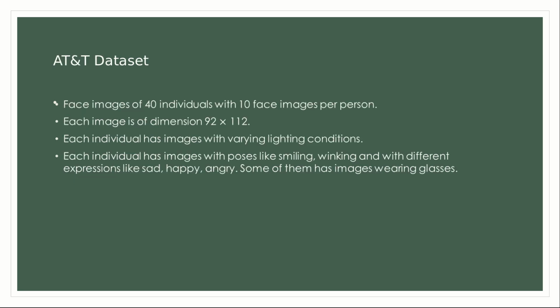For this project, I've used the ADNT dataset. It roughly consists of 400 images of 40 individuals, and each individual has 10 images, all of them taken in different poses, like some of them smiling, some of them winking, happy, sad, angry, some of them with glasses, without glasses. So basically different poses. One thing to note here is that all the images were of the same size and were taken against a dark background and with varying light conditions to test all possibilities.